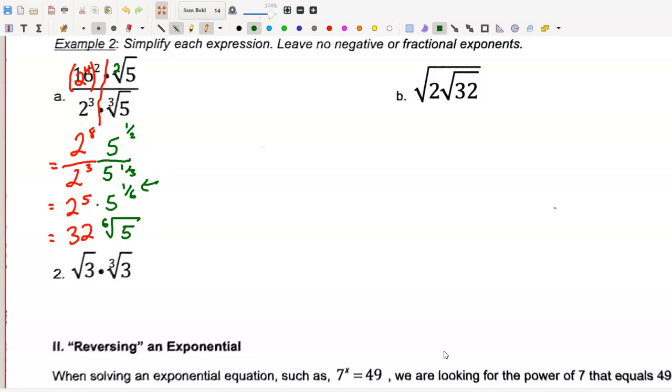Let's see here. B, so we have square root of 2 times the square root of 32. Just like over here, recognizing that 16 is a power of 2, you want to recognize 32 is a power of 2. It's 16 times 2, so this must be 2 to the 5th power.